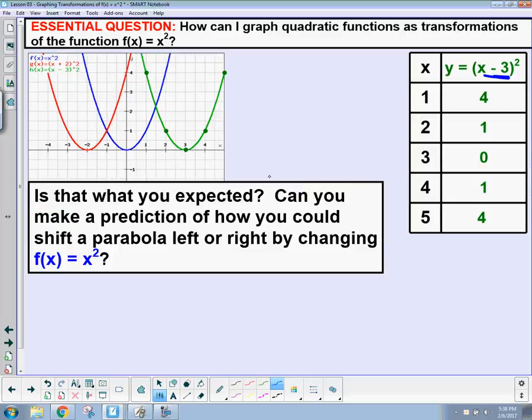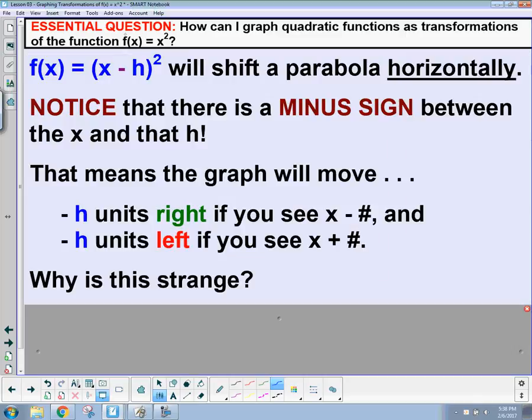But it's always going to be the opposite. So our rule of thumb here, f of x, x minus h. H is now going to control the horizontal shift. We'll shift parabolas horizontally. Notice that there is a minus sign between the x and the h. That means the graph will move h units right if you see a negative number, and h units left if you see a positive number. Okay, opposite. You gotta think opposite here.